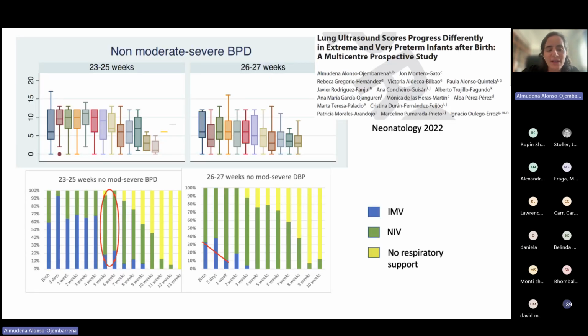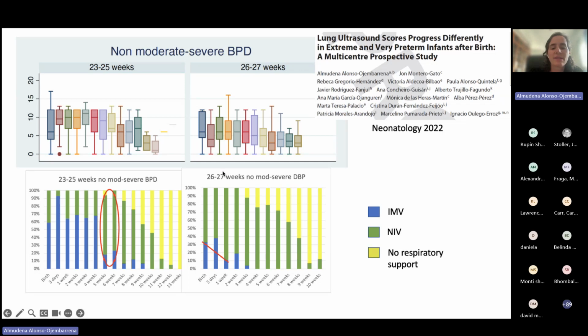And this is due to the fact that in the Spanish cohort, we found that infants that don't develop moderate to severe BPD are successfully extubated mostly at about 1 month or so. As you can see, the blue bars are the infants on invasive mechanical ventilation, green bars are those on non-invasive support, and yellow are those without respiratory support. So you may see in this graph that most of these infants are extubated at about 5-6 weeks, but they still have high lung ultrasound scores, as we described in the first slides of this talk.